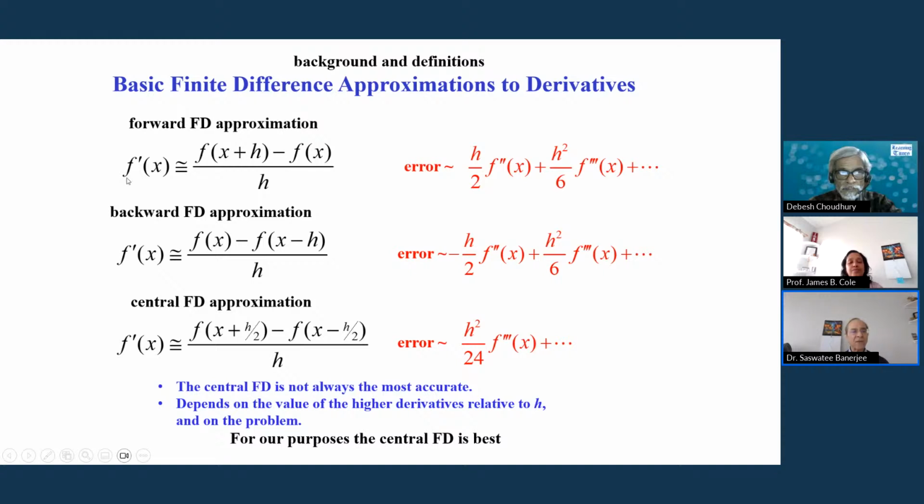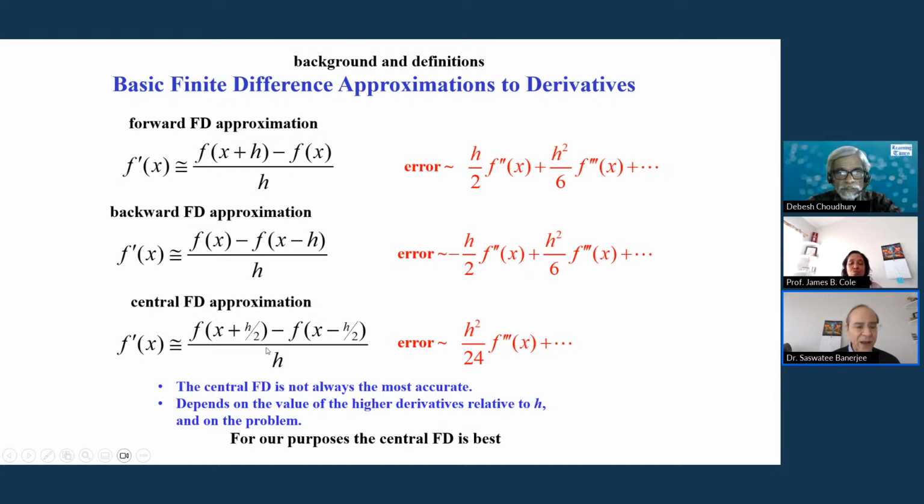That is, if we have a function, we want the derivative: f of x plus h minus f of x, and then divided by h. And the error is proportional to h. Well, there are some higher order terms, but the leading error term, the largest error, is proportional to h over 2. Similarly, we can have the backward approximation, and there the error is also proportional to h over 2.